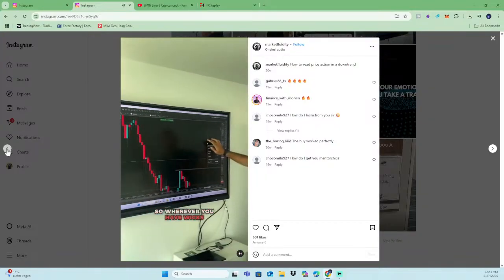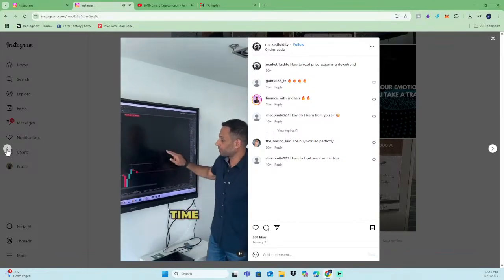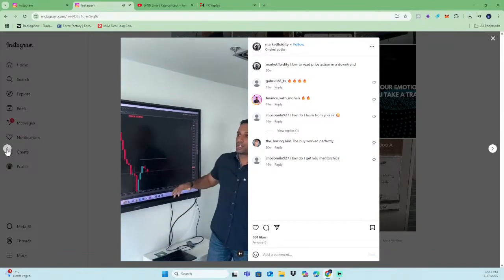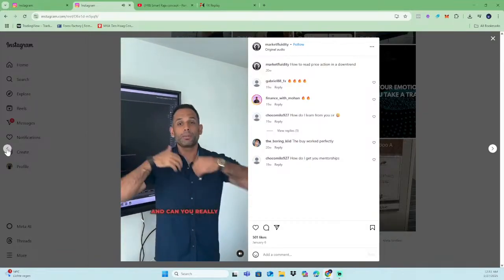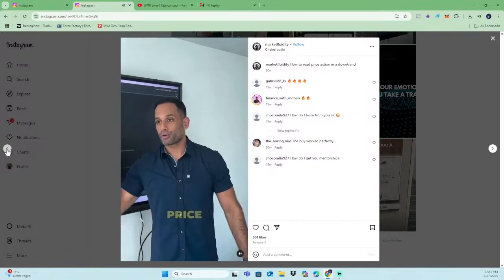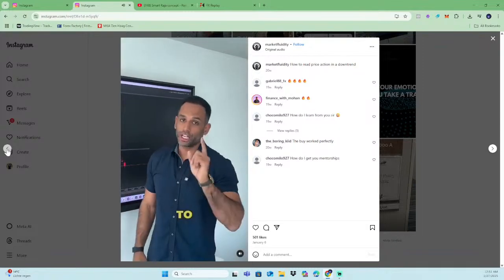So whenever you have wicks on the higher time frame, let's say the 30-minute or the 1-hour time frame, it's always a good idea to look at the smaller time frames to see if there's some market structure and whether you can really play with that market structure or not. So price action, candlesticks, make it your mission to understand simple price action. This is going to help you in 2025.